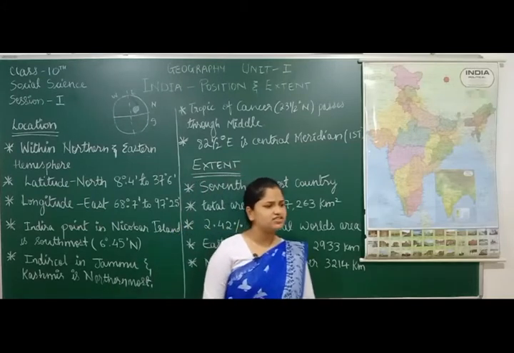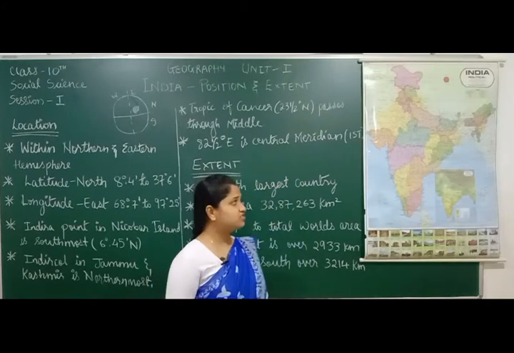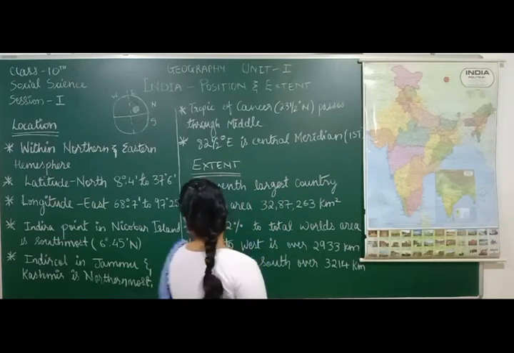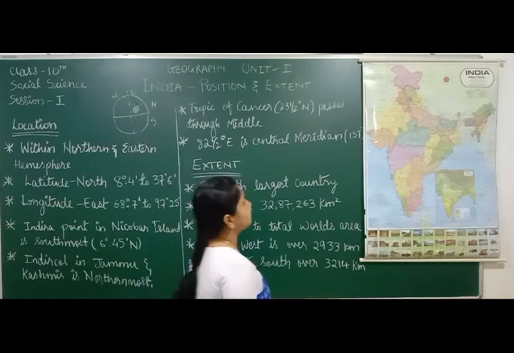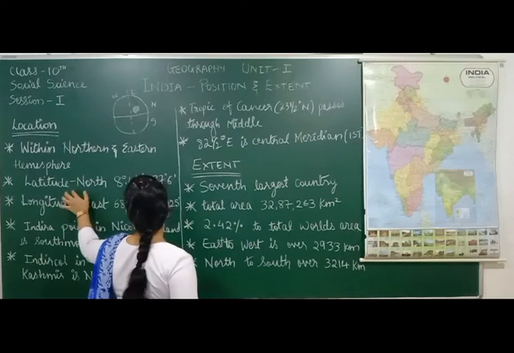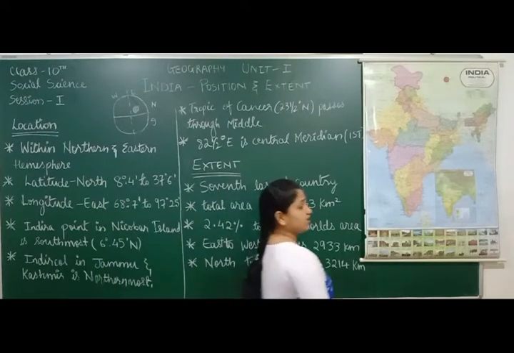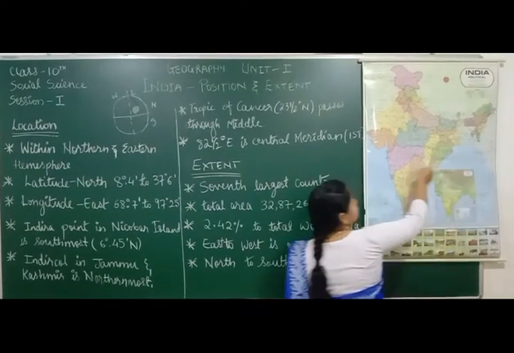So what are latitudes and longitudes? See, latitudes are lines which are... See this. First we'll talk about latitudes. Latitudes are lines which are running horizontally.